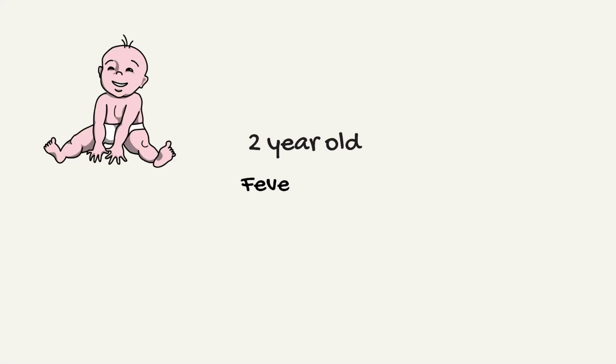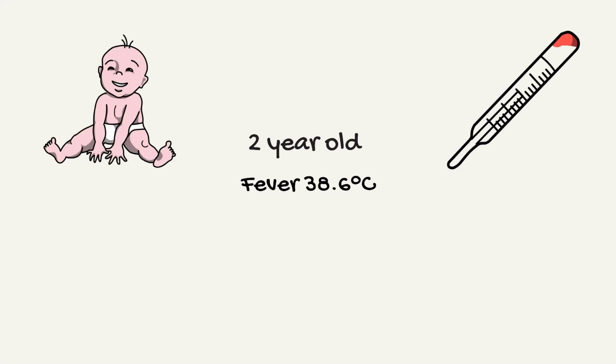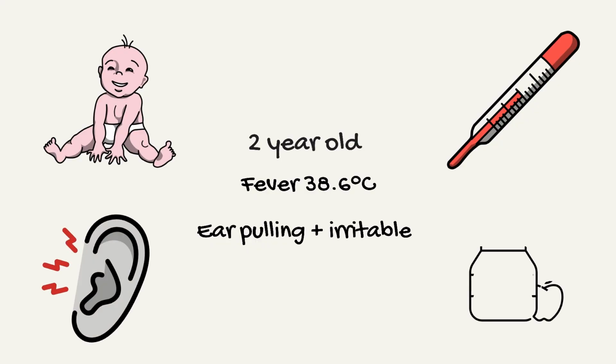A 2-year-old is brought to your GP clinic. He's got a fever of 38.6 degrees, is constantly pulling at his right ear, and has been irritable and off his food all day. You suspect acute otitis media.